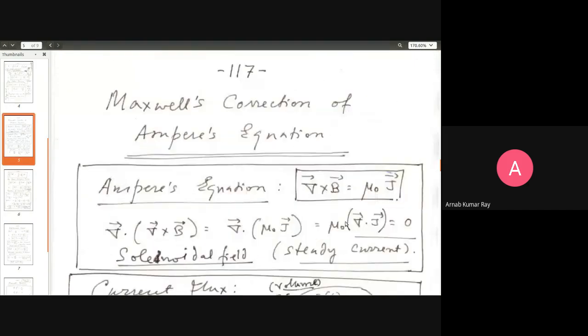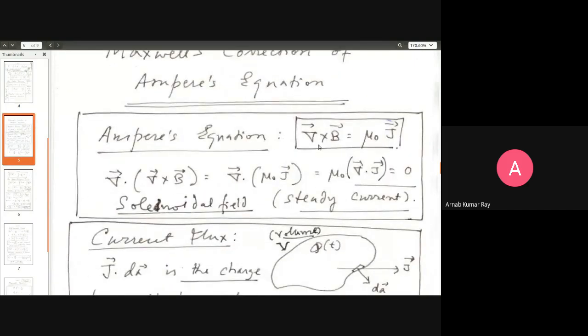And yet, when we take Ampere's equation, divergence of j must be equal to 0, because curl of B is equal to mu naught j. But then the divergence of the curl of B will be 0 all the time. It's a mathematical theorem, there's nothing physical about it: divergence of the curl of a vector function is equal to 0. That will lead to the conclusion that divergence of j is equal to 0.